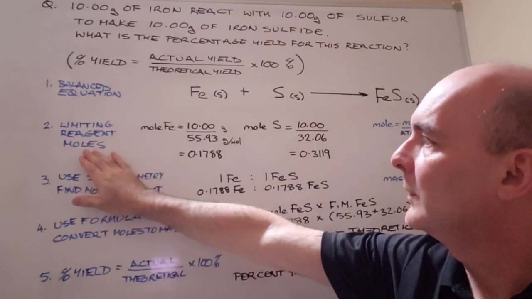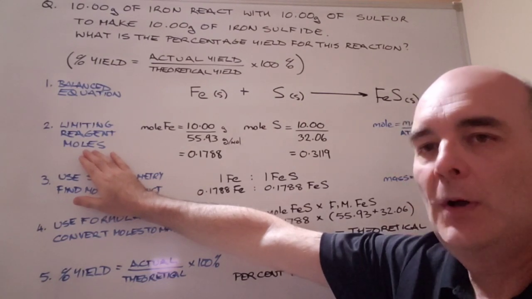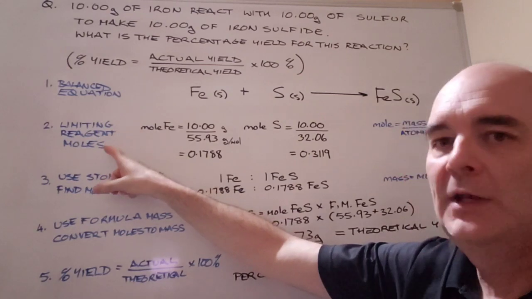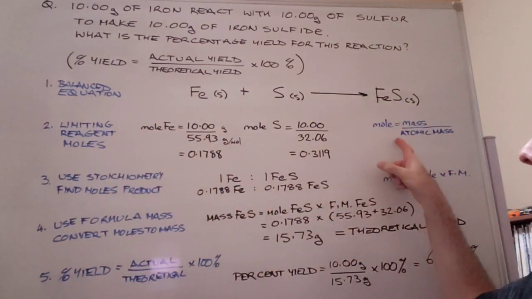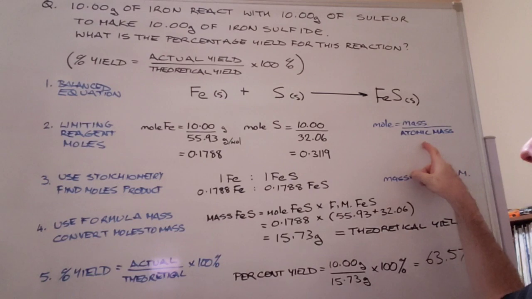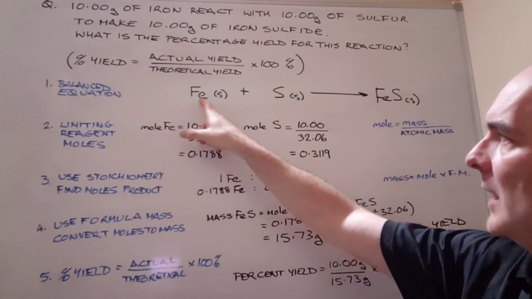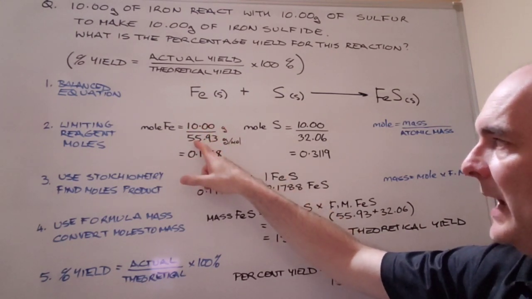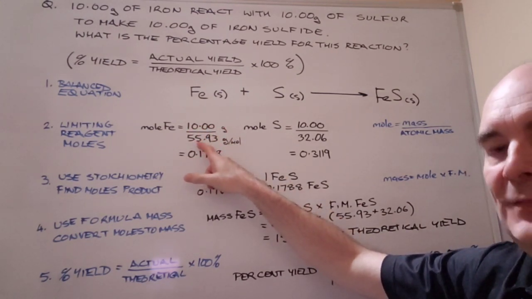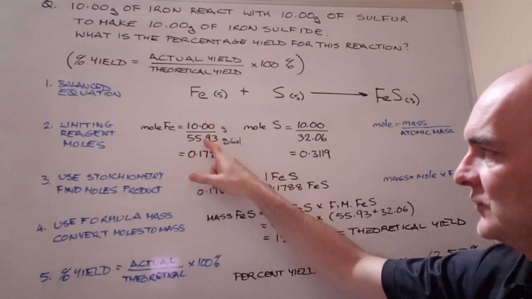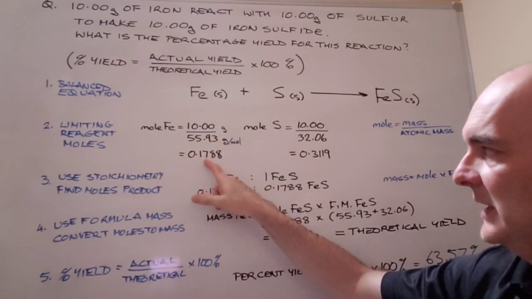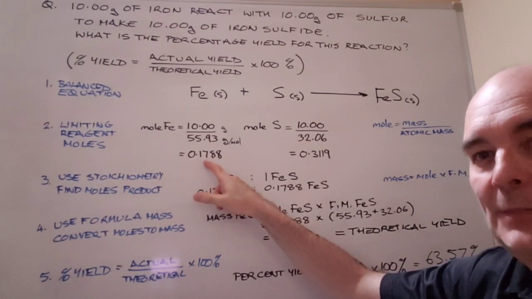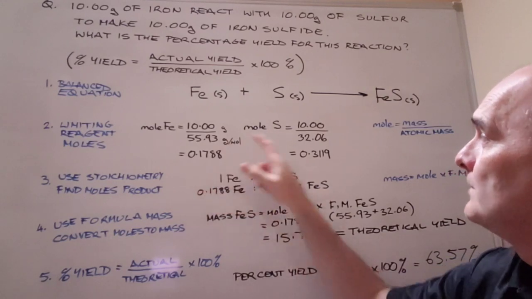So what I'm going to do is find the number of moles of both of the reactants. Again, moles is mass divided by atomic mass. For iron, the mass was 10.00 grams, and the atomic mass of iron is 55.93. If I divide those two, my answer is 0.1788 moles of iron are taking part in this reaction.